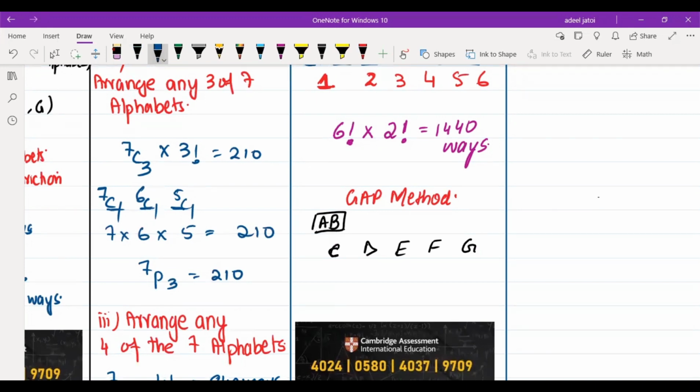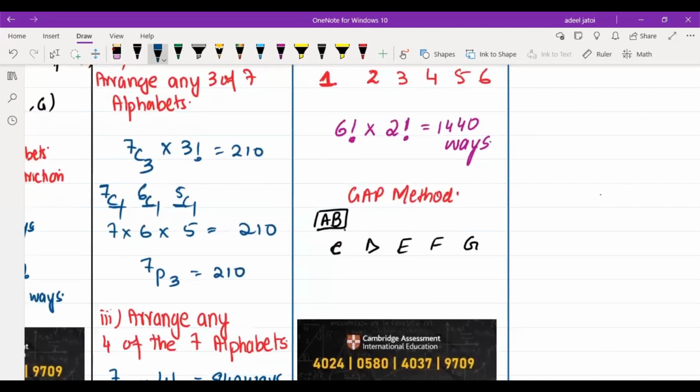So what we can do is directly arrange these alphabets. To arrange these alphabets, we apply 5 factorial. Why do we apply 5 factorial? Because there are C, D, E, F, and G, which will be arranged with each other. That means D, E will be shifted, F will be shifted anywhere possible. So we are arranging C, D, E, F, and G.